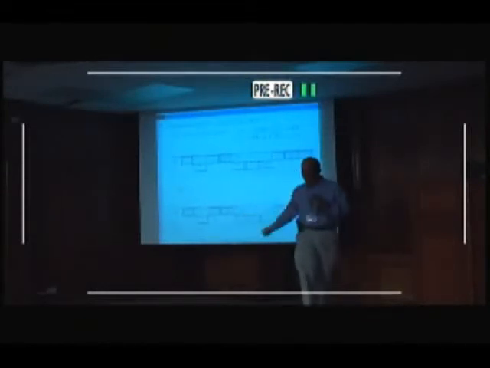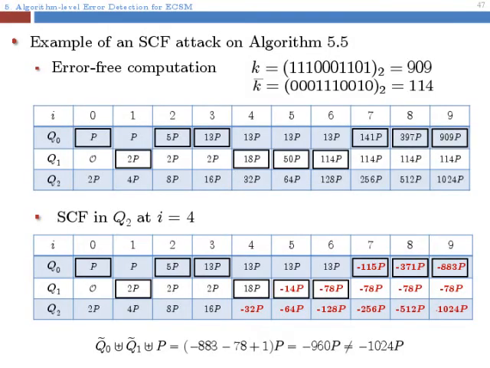Okay, but what happens if the attacker mounts a sign change attack in Q0 in this first point at the iteration i equal to 4? From i equal to 4, this point will be infected. Actually, that color is red, believe me. But what happened here is that if we add these two points together, we won't obtain Q2. And that's for an attack in Q0.